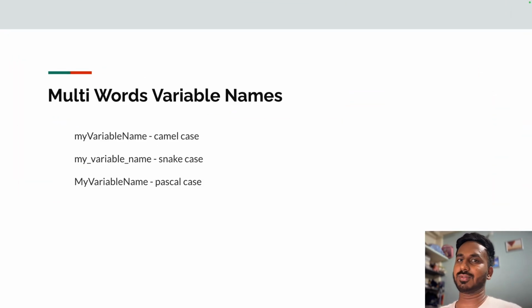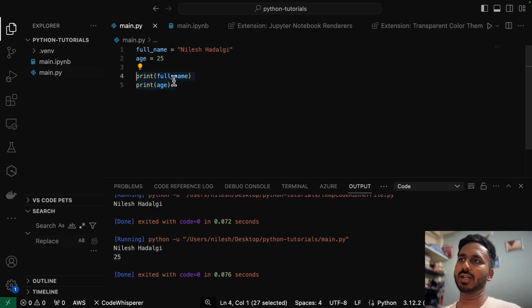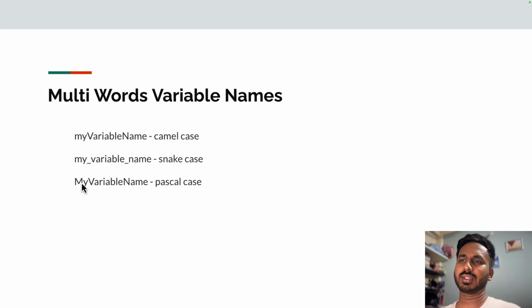Let's say we have a multi-word variable, then how would we define it? We would say something like myVariableName, where V and N are capital. This type of naming convention is called camel case. If we use underscores, like I have used here in full_name, this is called snake case. If I use everything starting with capital letters, it is called Pascal case. Majorly, Pascal case is used for classes, and the other naming conventions are used for variables. If we use all caps, it is majorly used for defining a constant, or it is kind of a standard that is accepted worldwide.